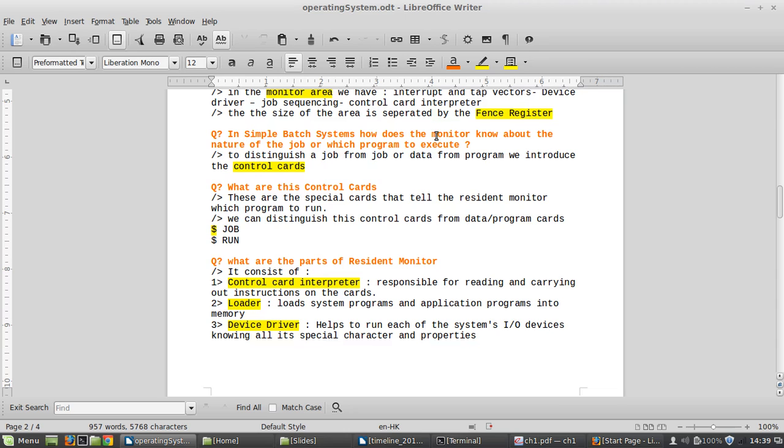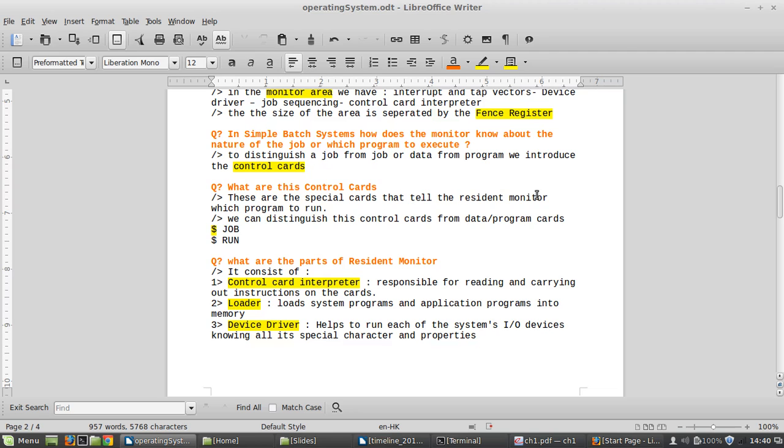Now jumping on to the next question: in a simple batch system, how does the monitor know about the nature of the job and which program to execute? Okay, to distinguish a job from data or a program, we introduce control cards. So to know the nature of the job or which program to execute, to distinguish all these activities, a special tool is created, that is a control card.